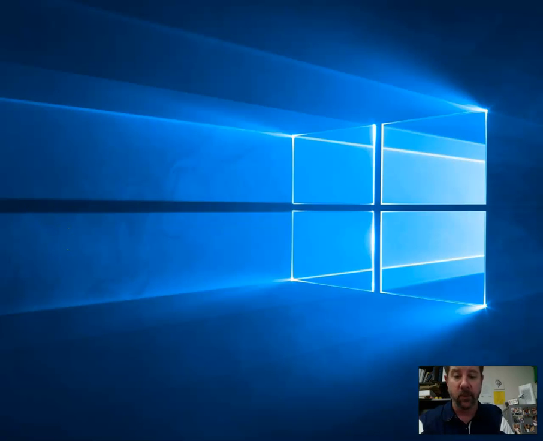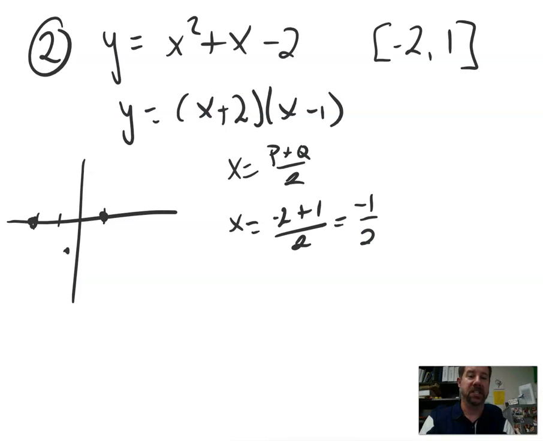What is going on again? Why does that do that? I have no idea why OneNote just shuts down like that.